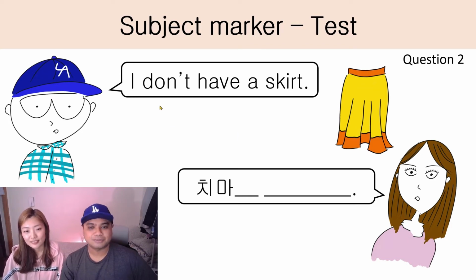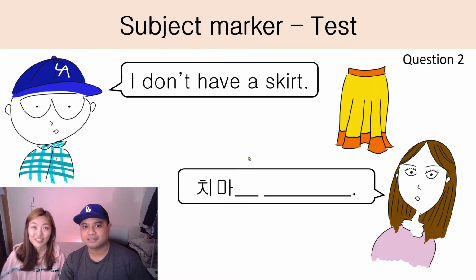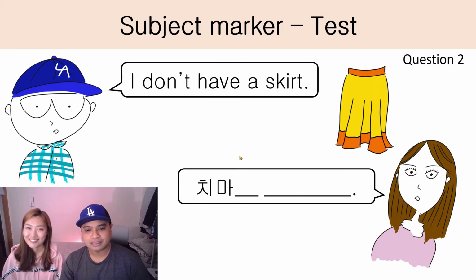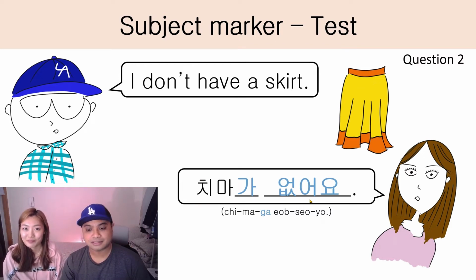Okay, so this sentence says, I don't have a skirt. To say skirt in Korean, you can say 치마, chima. Because it ends with a vowel, you will need to use 가, ga. And then you can say, 치마가 없어요. Yes, chimaga 없어요 means I don't have a skirt.